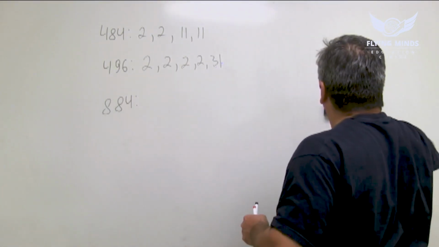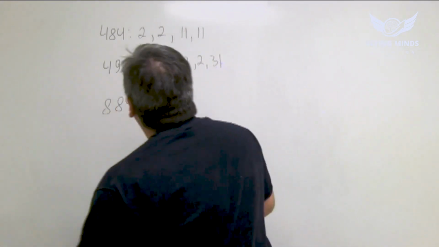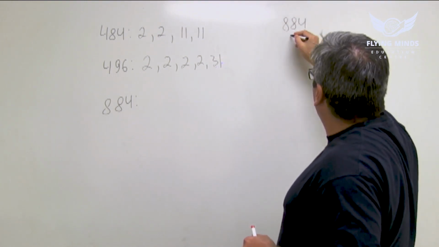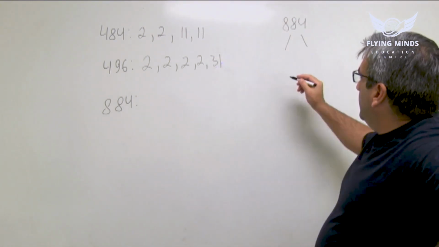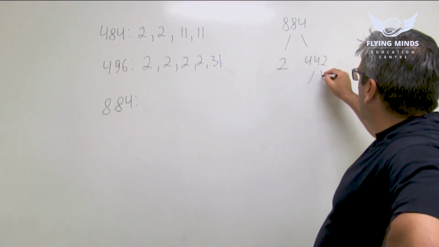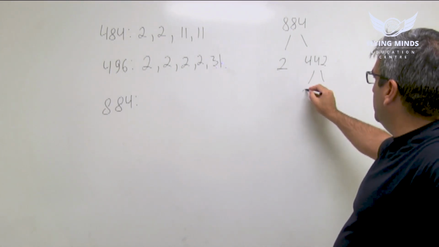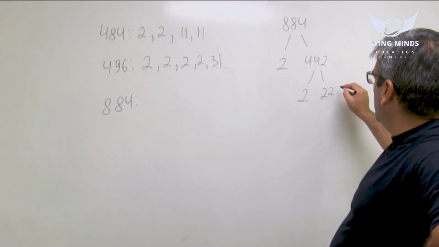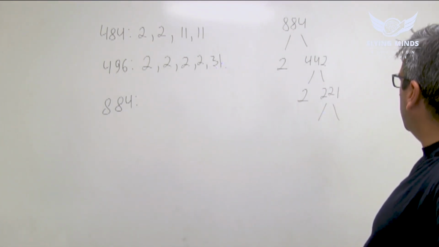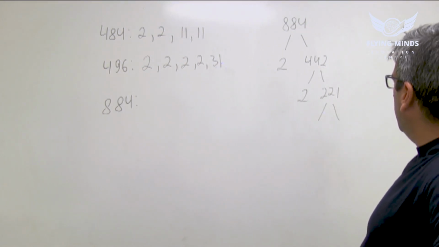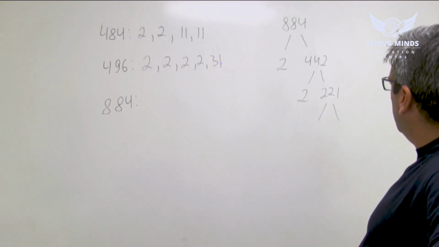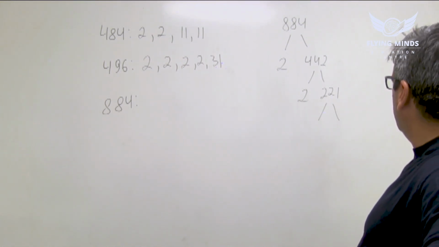So next number is 884. Right? So even number divide by 2, so it will be 442. Even number we divide by 2, so it will be 221. So 221. So what can it be? Let's think. 4, 5. So 13.